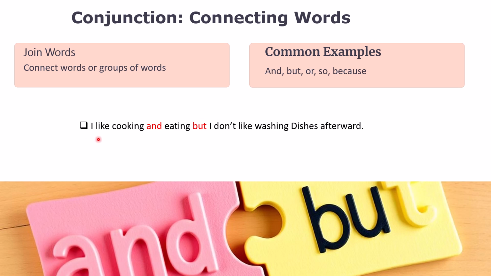For example, I like cooking and eating. Here we join two words, cooking and eating, by using this and. But I don't like washing dishes afterward. That but joins two sentences. So joining words or connecting words are conjunctions.